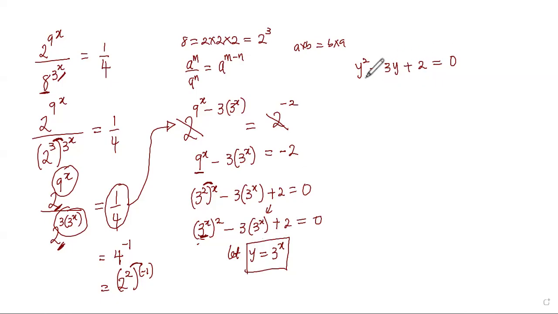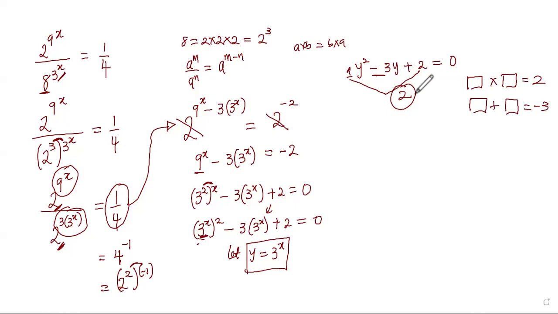Now let us solve this quadratic equation. Perfect. Now, how do we want to solve this quadratic equation? The coefficient of y squared here is just 1. So when you multiply out these two guys, 1 times 2 is 2. So right now, you're looking for two numbers. When you multiply them, you get 2. And when you add them, you get minus 3.